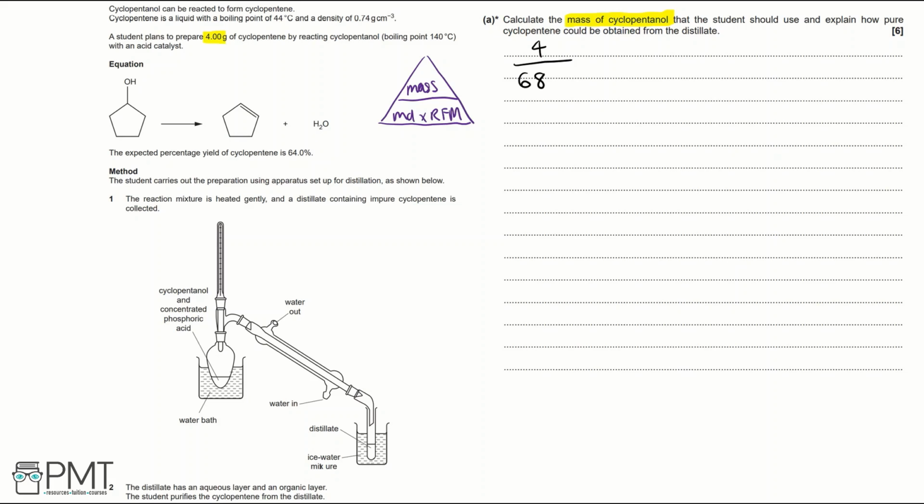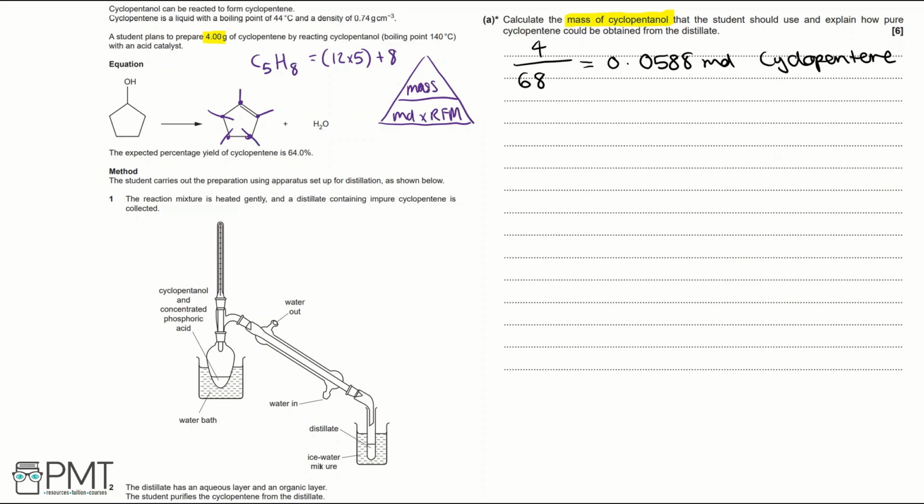If we calculate it, that's 5 carbons, so C5, and 8 hydrogens, so that's equal to 12 times 5 plus 8, which equals 68. So these are going to be the moles of cyclopentene, and it equals 0.0588 moles of cyclopentene. We can write that next to it just so that we don't lose track later on in the question.